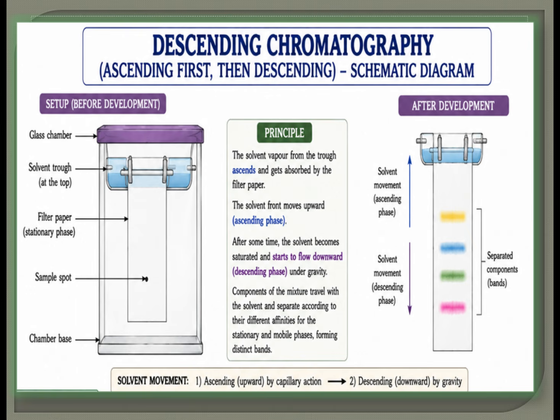In this slide, you can see the diagram of descending chromatography. As I already mentioned, in this method, the solvent first moves up and then moves down. So you can see in the diagram, the paper is hung from the top and the solvent is placed in the trough above. Separation happens as the solvent carries the components downward. It is more efficient because both capillary and gravity are involved.